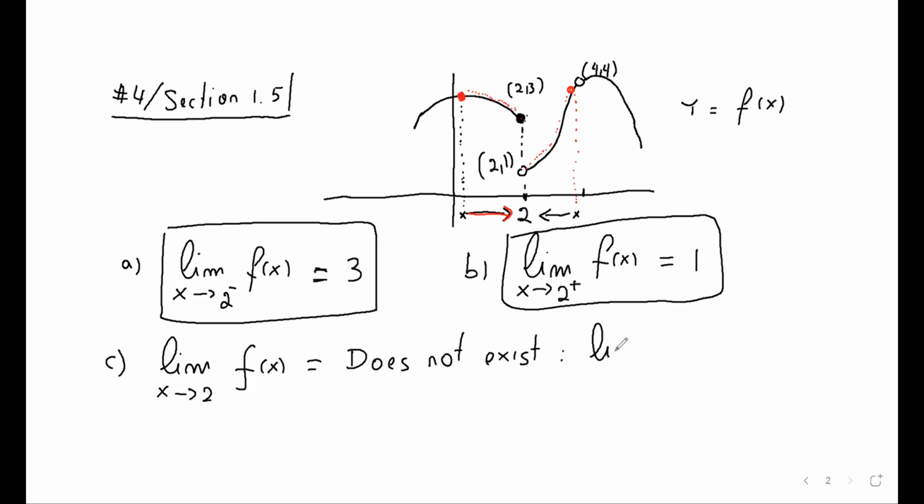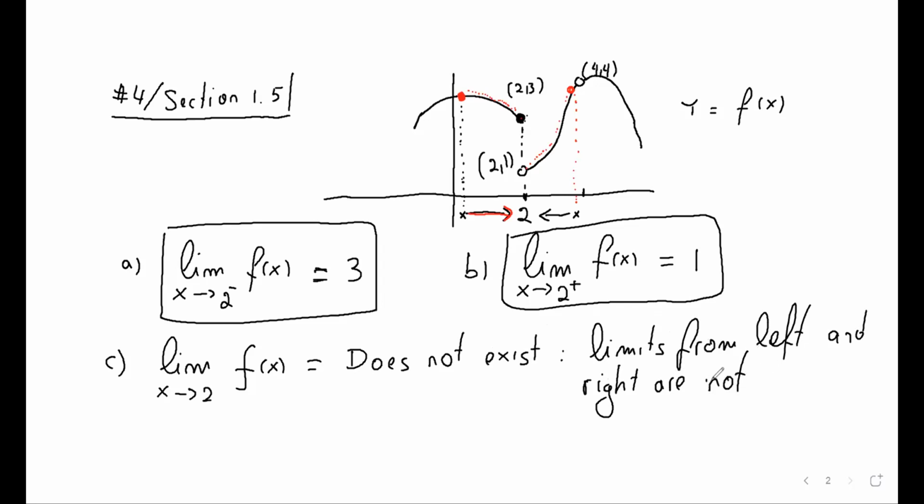The reason is limits from left and right are not equal. So yes, there we go. The limit does not exist. All right, very good, folks. So this practically finishes our problem.